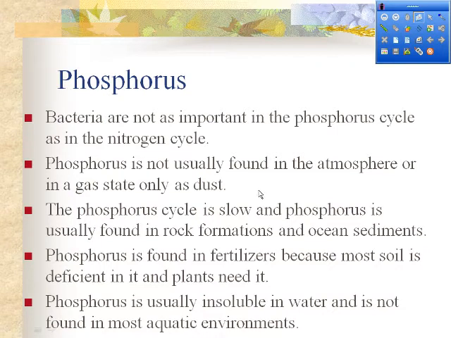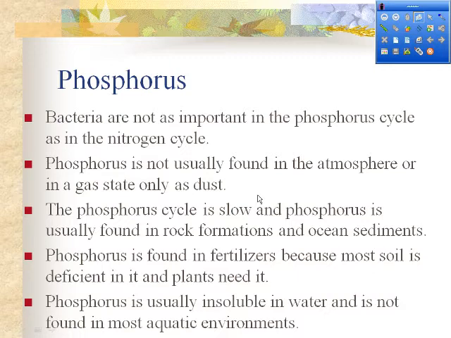So the bacteria in the phosphorus cycle are not as important as in the nitrogen cycle. In both cycles, it's bacteria that changes the form each time. Once the animals die and decompose, it breaks down. The bacteria take it from that decomposition, turn it into the form in the soil, and then turn it again into a form that the plants can use. So they're there for both, but they're not as important in the phosphorus cycle as in the nitrogen cycle.